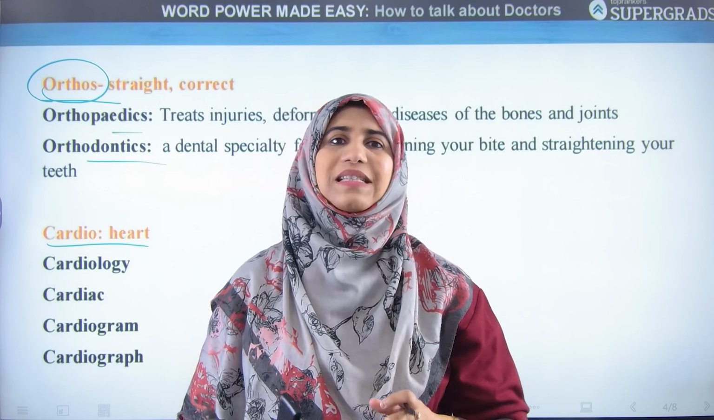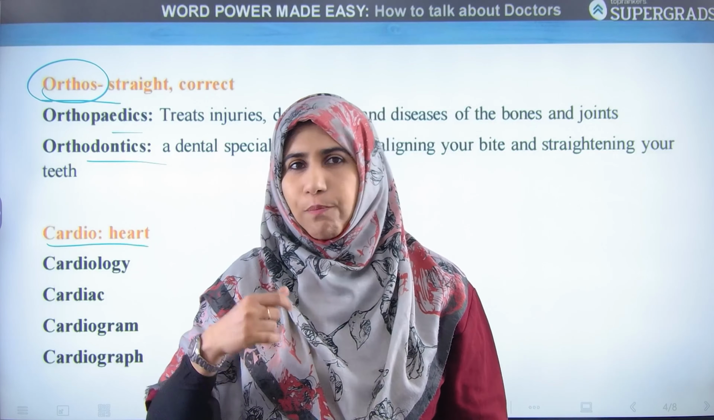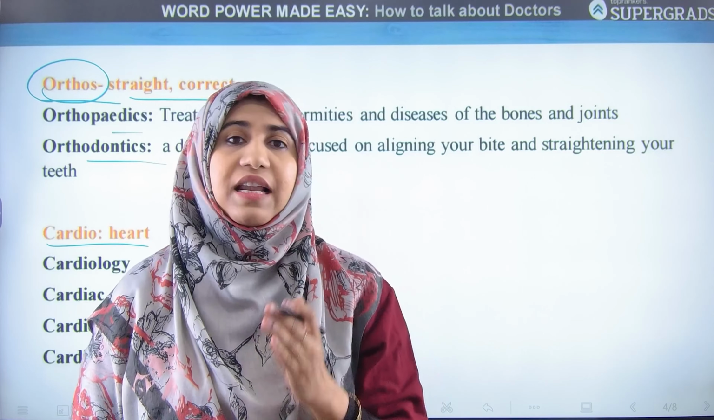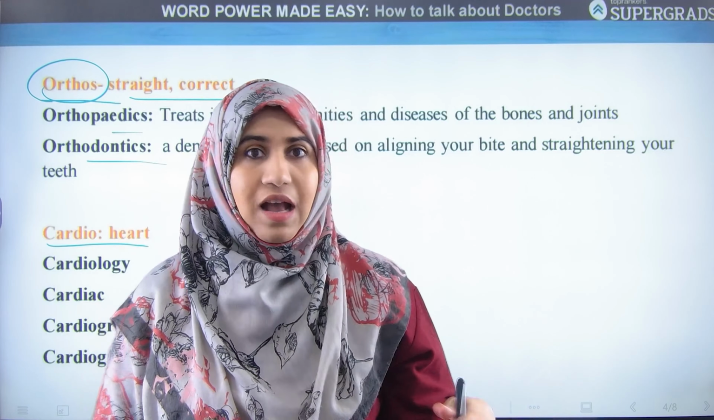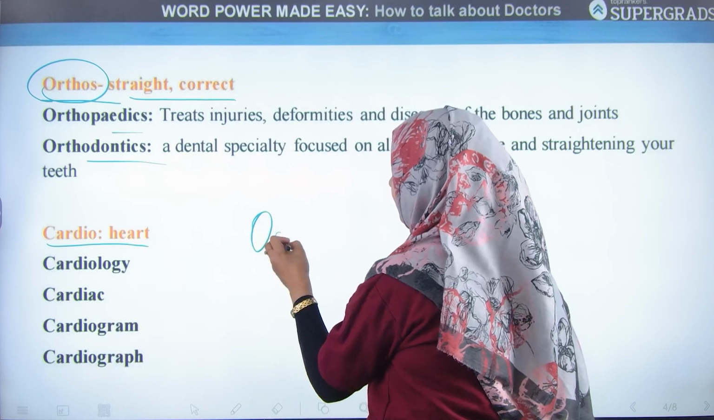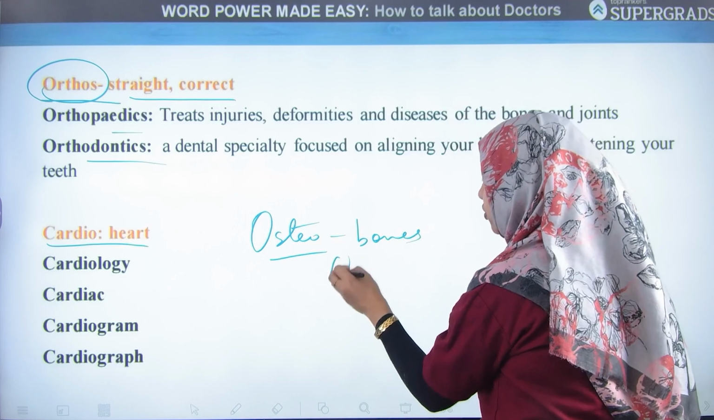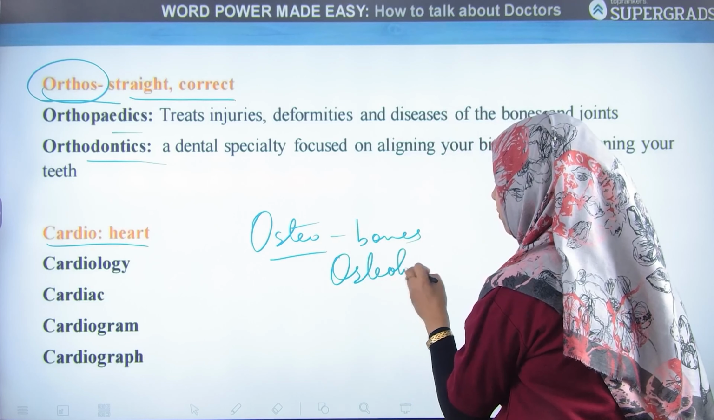Often, ortho is related to your bones or your nerves, but literally this root word has a different meaning, and the meaning is straight or correct. Surprised to know that? Normally I treat orthos as a mnemonic for bones or something because it is often related to bones, but literally it does not mean bones. As such, osteo means that, right? When we say osteo means bones. And osteology means the study of bones.